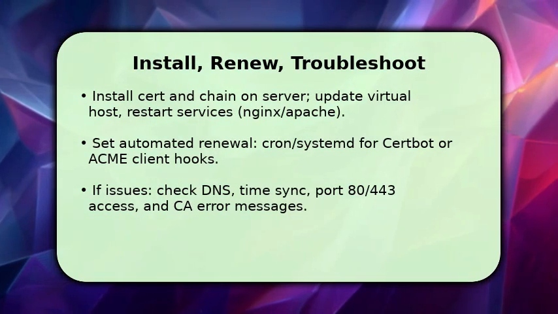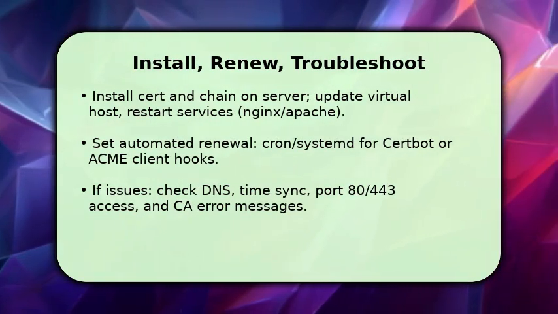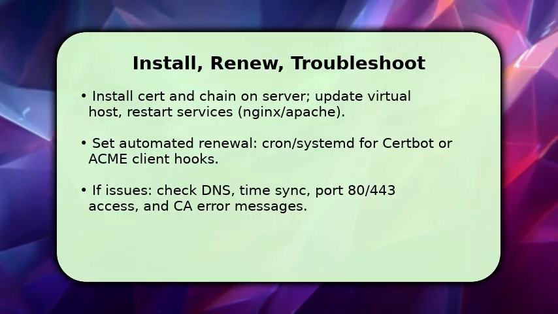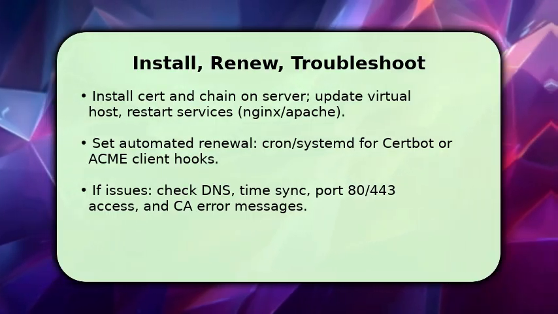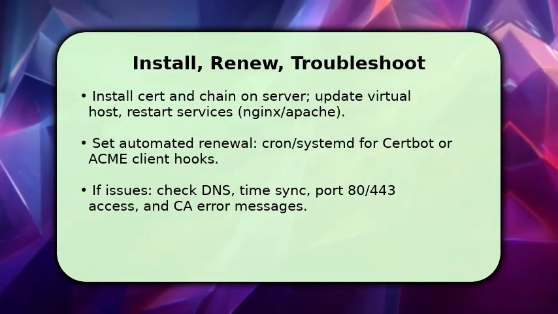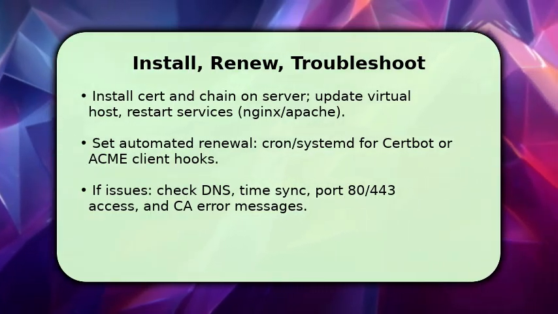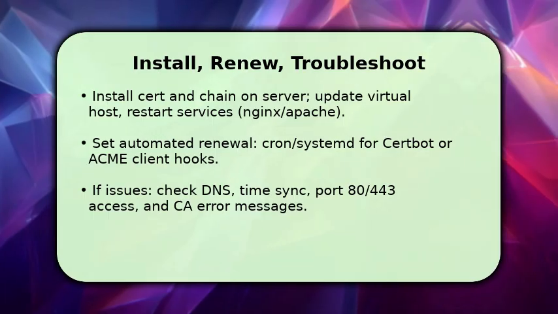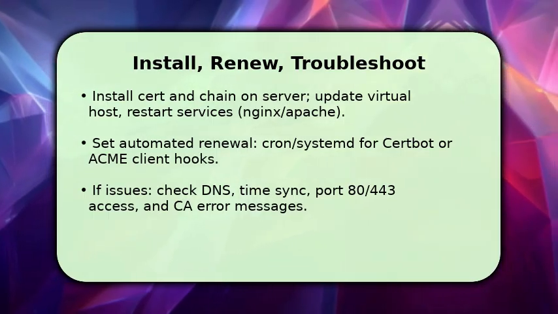Finish by installing the issued certificate and full chain into your web server or load balancer. Update the virtual host configuration, and restart services. Test with an SSL client. Once working, enable automated renewal via cron or systemd for your ACME client and add post-renew hooks to reload services.